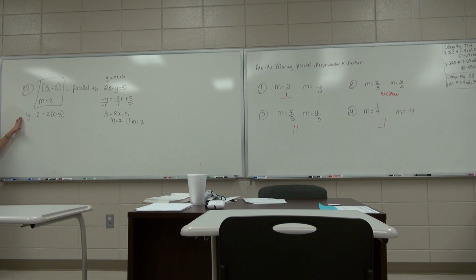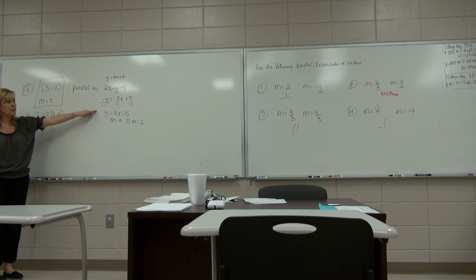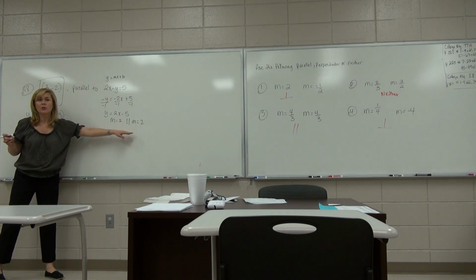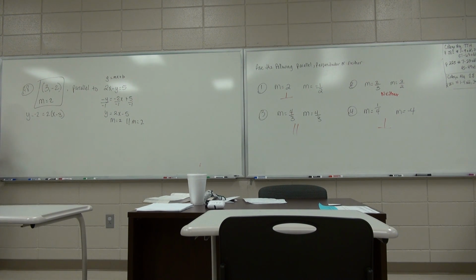In order to use the point-slope formula, we have to know a point on the line, and we have to know the slope. To find the slope, I found the slope of the line I was given, and since it was parallel, we knew the slopes were the same. So I have here y plus 2 is equal to 2x minus 6. Subtract 2 from both sides. So y is equal to 2x minus 8.